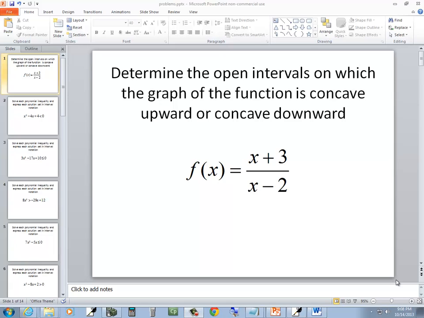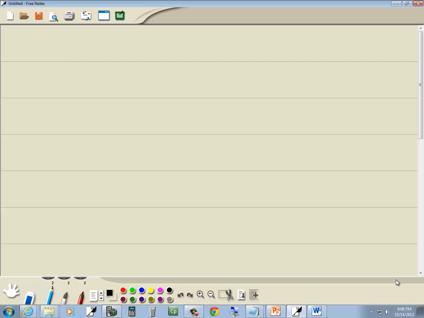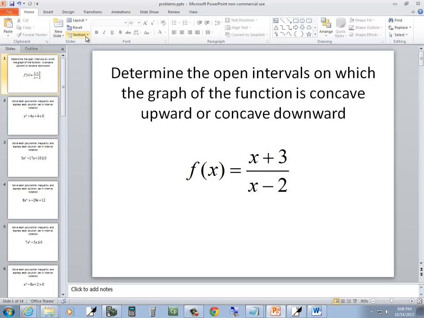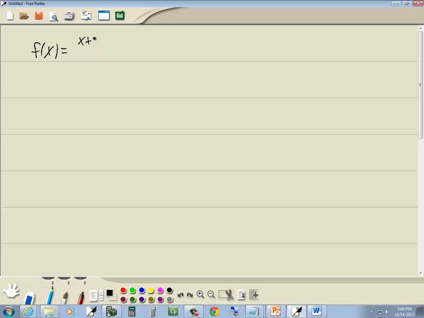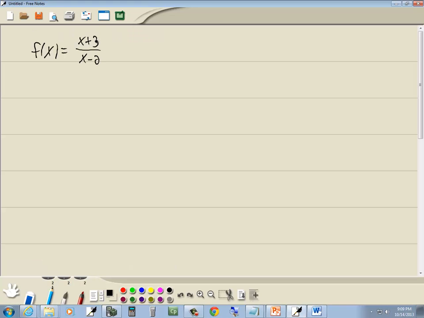In this problem, we want to determine open intervals in which the graph of the function is concave upward or concave downward. So we've got f of x is equal to x plus 3 over x minus 2. I want to use the quotient rule.